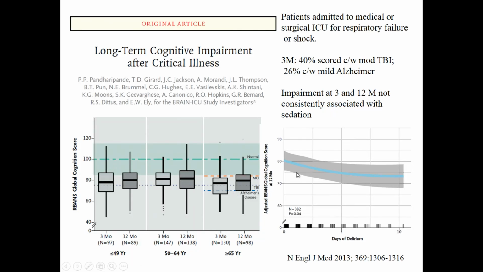I did want to point out, though, on this slide that it's somewhat related to the days delirious, so that delirium is certainly a risk factor for the long-term cognitive impairment, and the duration of delirium is also a risk factor for worsening cognitive outcomes. So the longer the duration of delirium in the hospital, the worse the global cognitive score in this study.